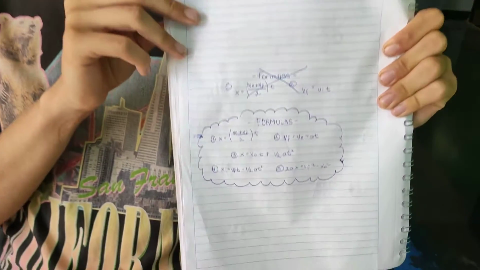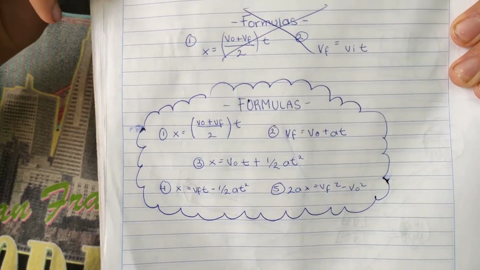Then we have speed, which is the distance traveled per unit of time, and it is a scalar quantity. And velocity, which is the displacement per unit of time, and it's a vector quantity. These are the formulas, and here you have them.